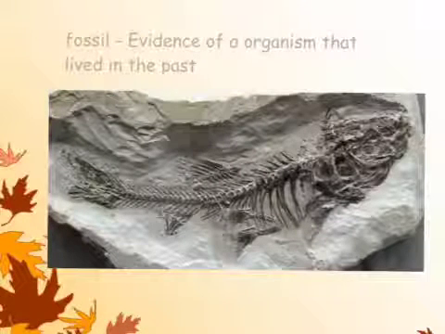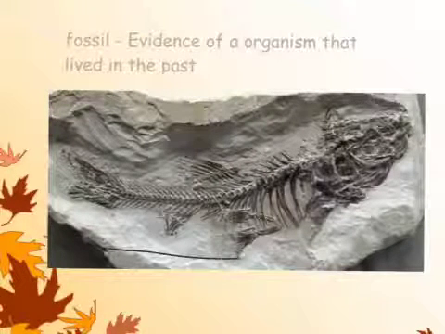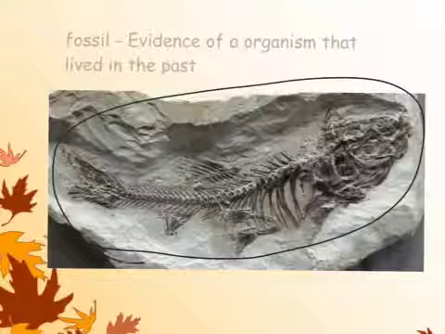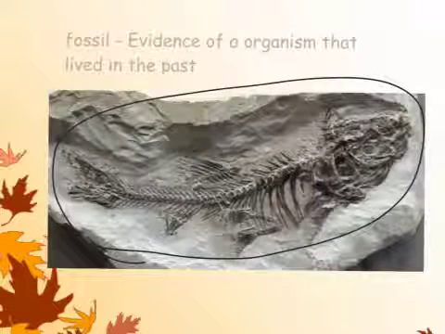Our next word is fossil. As you can see in our picture, this appears to be a fish, but you need to remember this is not the actual animal. This is just an imprint of the animal left in a rock from pressure over the years. And again, a fossil is evidence of an organism that lived in the past.